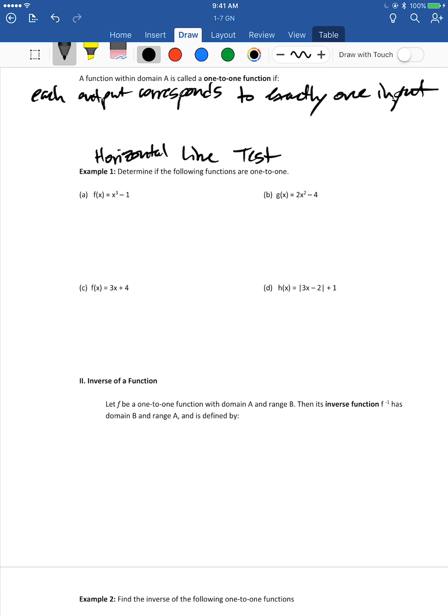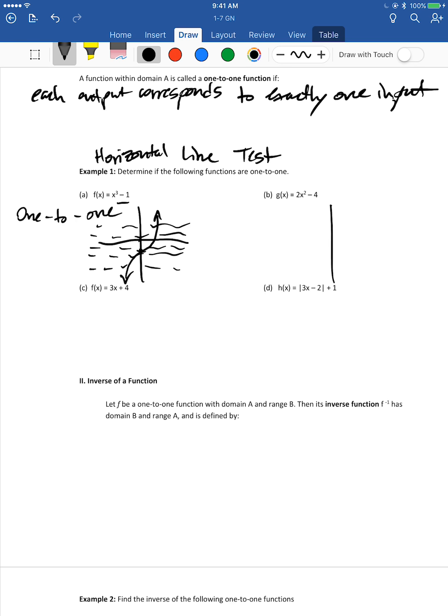I'm going to do that for A and B. I know that this -1 here means that where I would be at 0, 0 is moved down 1, and then I know that my cubic function looks something like that. And now I'll use my horizontal line test. For each point on this graph, it looks like it passes my horizontal line test. So this function is one-to-one. It's that easy.